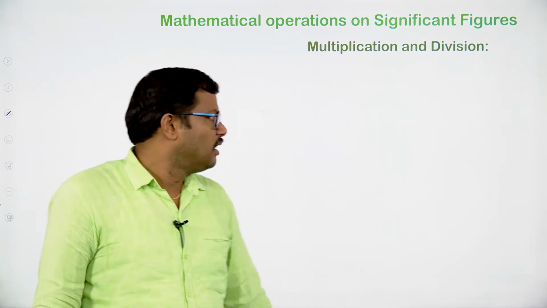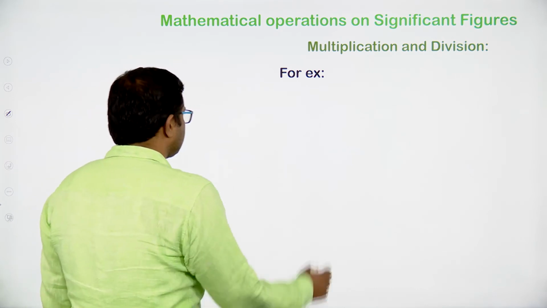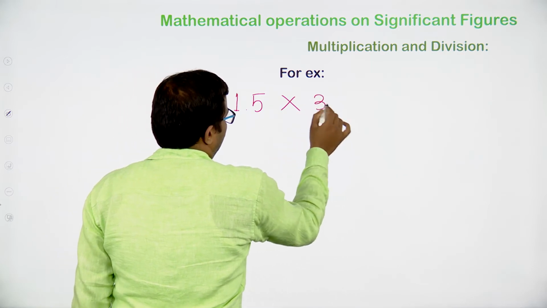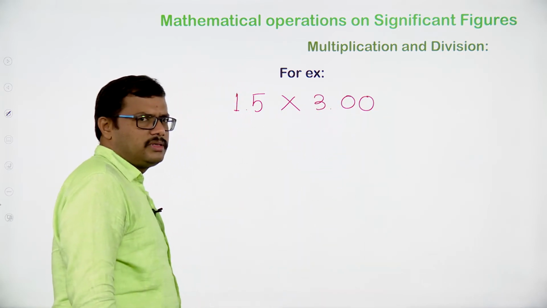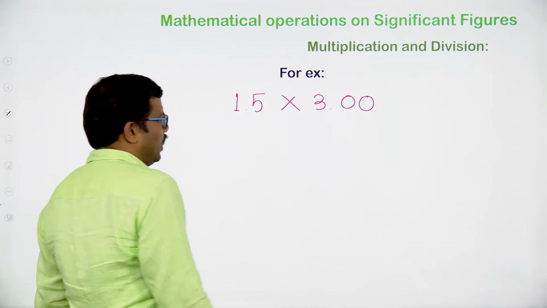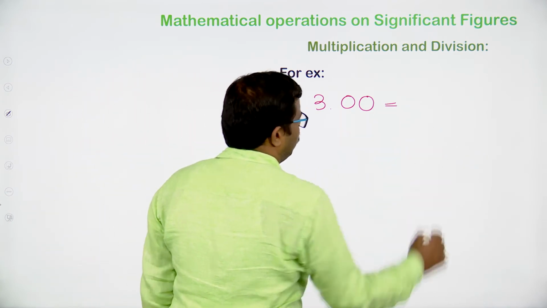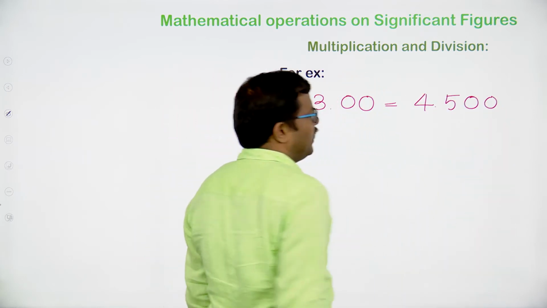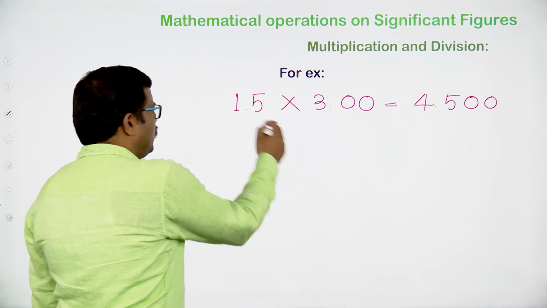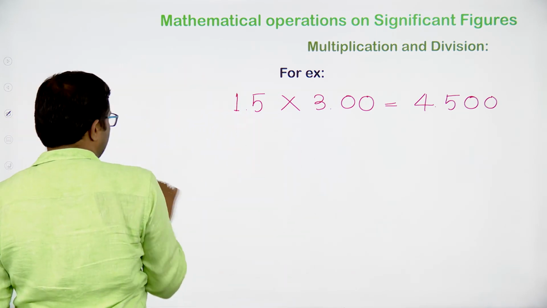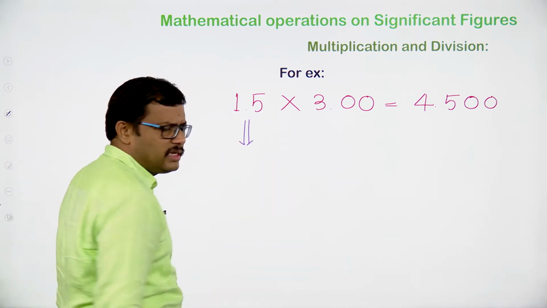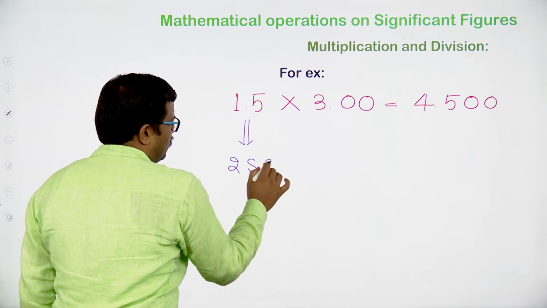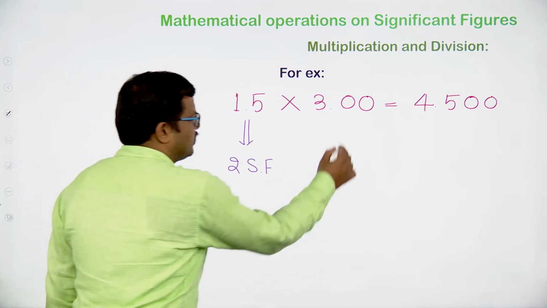Let us take one more example. We have 1.5 multiplied by 3.00. In this case the value that we are going to get is 4.500. Here, if we observe, in the first number 1.5, how many significant figures are present? We have 2 significant figures. 1.5 has 2 significant figures.